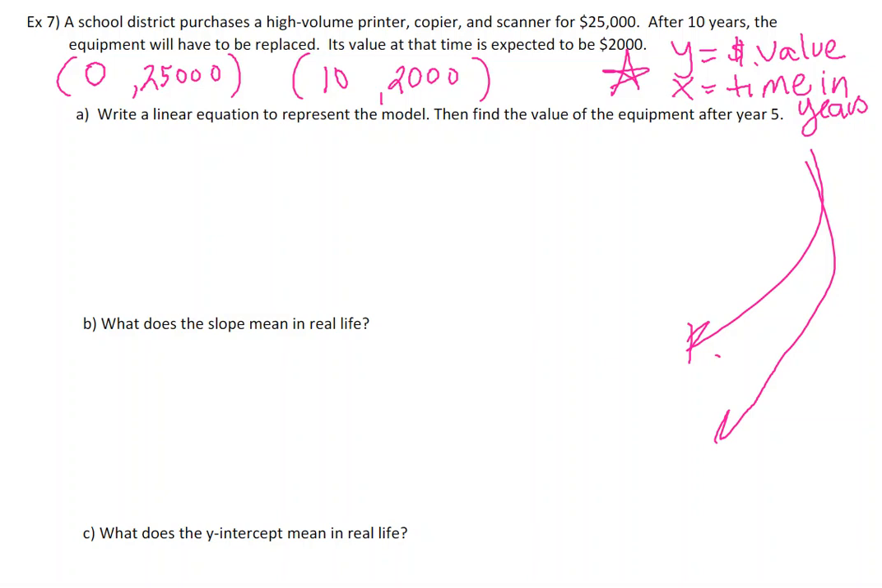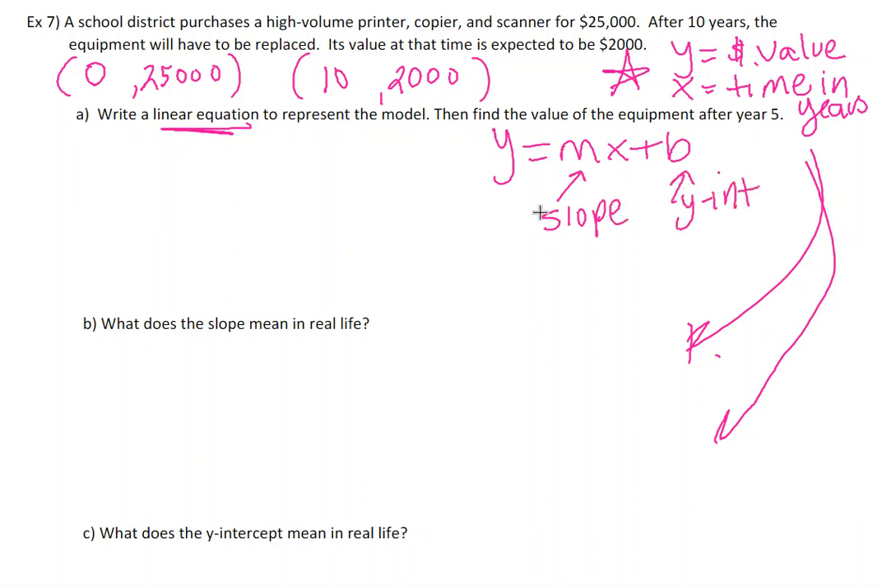Anyways, what I want to do is write a linear equation, which means I want to try to write y equals mx plus b. And this is going to be my slope, and this is going to be my y-intercept, and we've already talked about this. But the reason why I want to use this form is because question B and question C are asking me what the slope and the y-intercept represent. So I'm going to start by finding the slope.